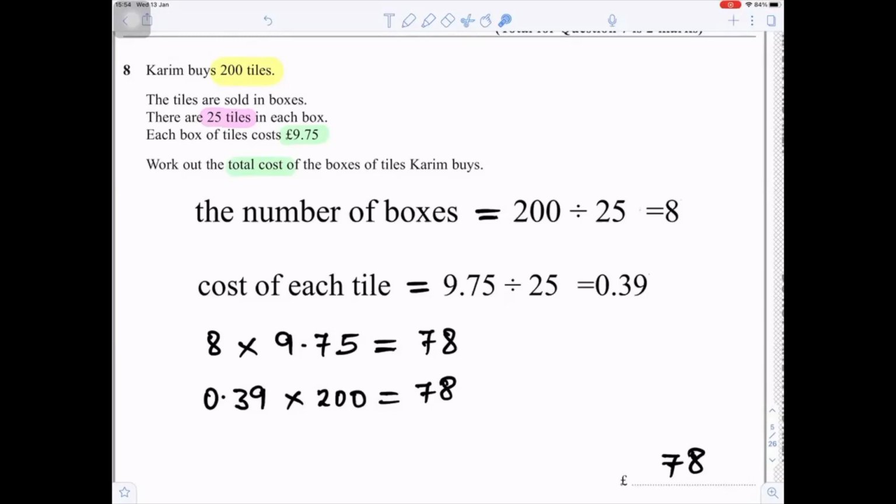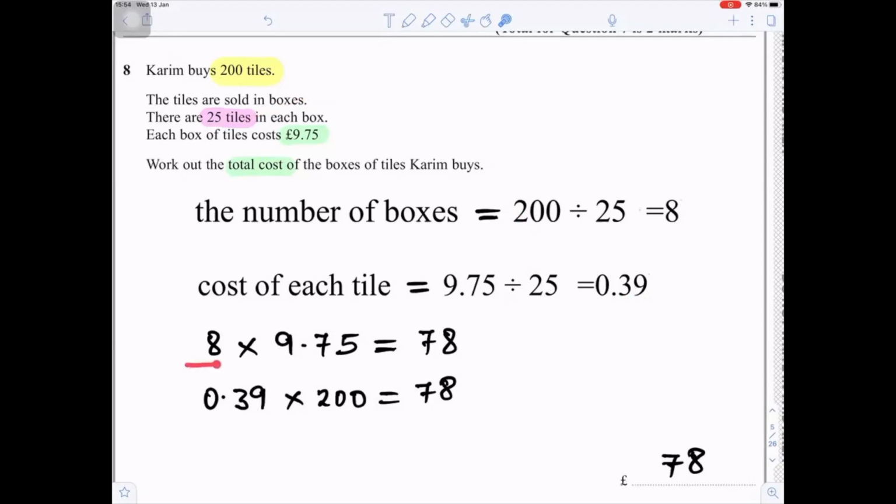Each box of tiles costs £9.75. And there are 25 tiles in each box. So each tile will cost £9.75 divided by 25, because there are 25 tiles in each box. And that gives you 0.39 or 39 pence.